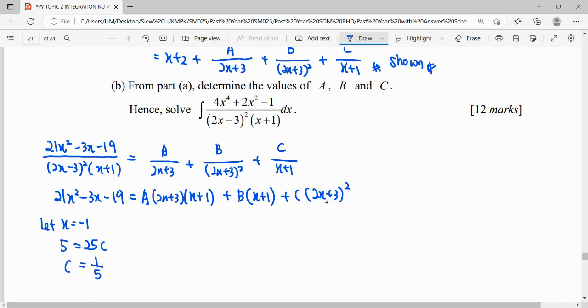Then we can repeat again, let another value. We can find out from our roots where this 2x plus 3 can give us a root of negative 3 over 2. So when we substitute negative 3 over 2, put in here using your calculator. When we substitute here, it will become 0. Here we will get negative 1 over 2b.